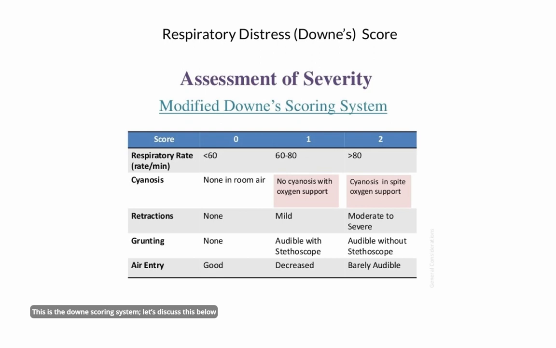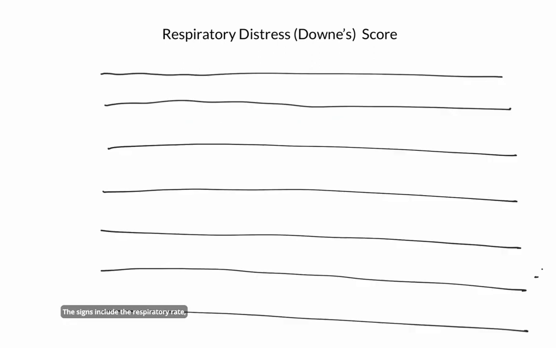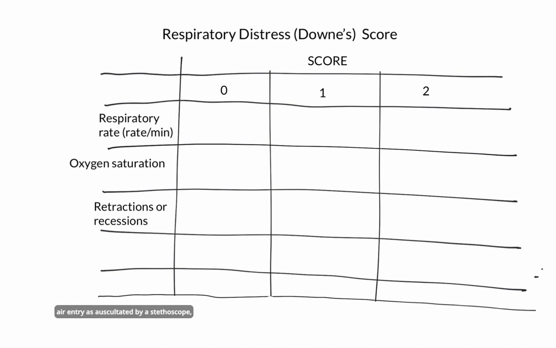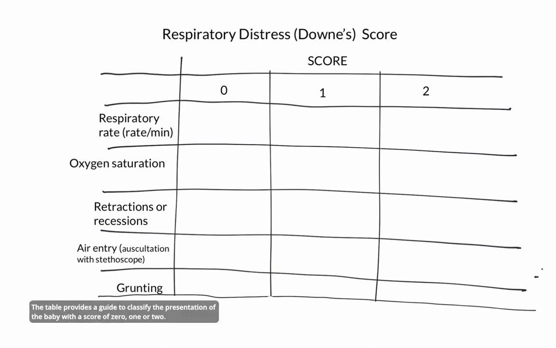This is the Downes scoring system. Let's discuss it below. The signs include respiratory rate, oxygen saturation or cyanosis, degree of retraction, air entry as auscultated by a stethoscope, and degree of grunting. The table provides a guide to classify the presentation of the baby with a score of 0, 1, or 2.